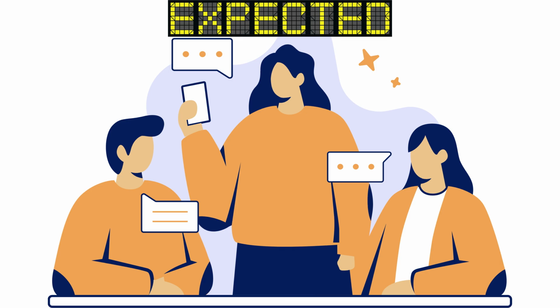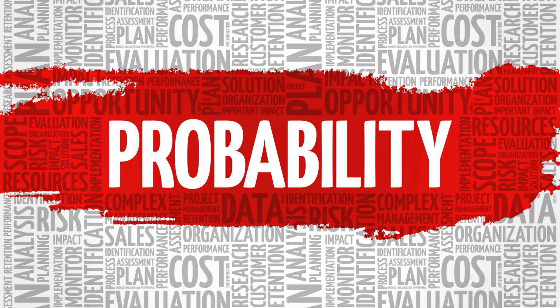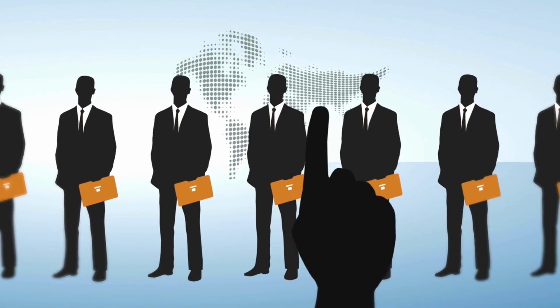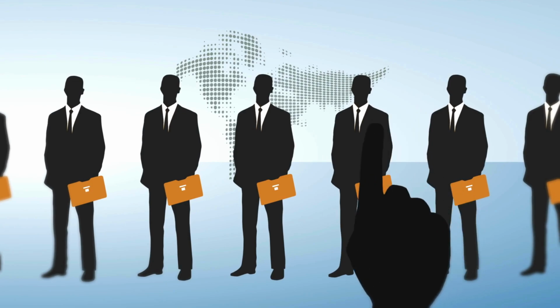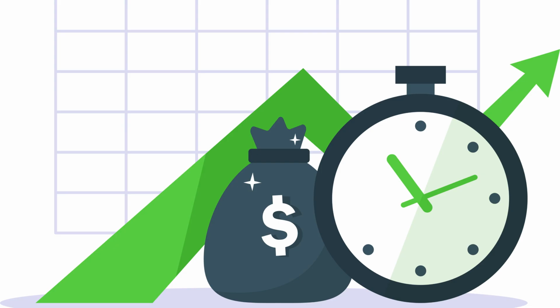One model frequently used in this stage is the expected utility theory, which posits that individuals make rational decisions by assessing the expected outcomes and probabilities associated with each option. For example, a recent graduate deliberating between job offers may use this model to evaluate the potential long-term benefits and drawbacks of each opportunity before making a decision.